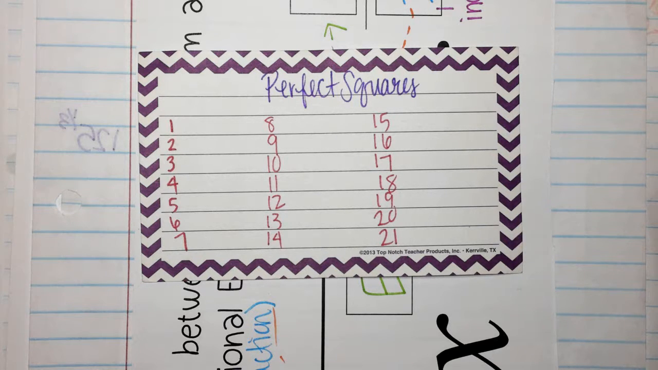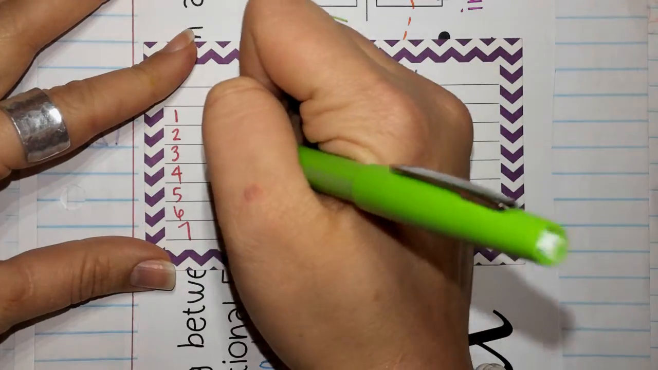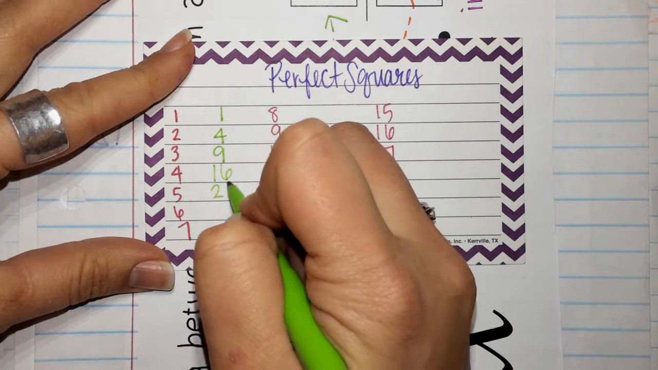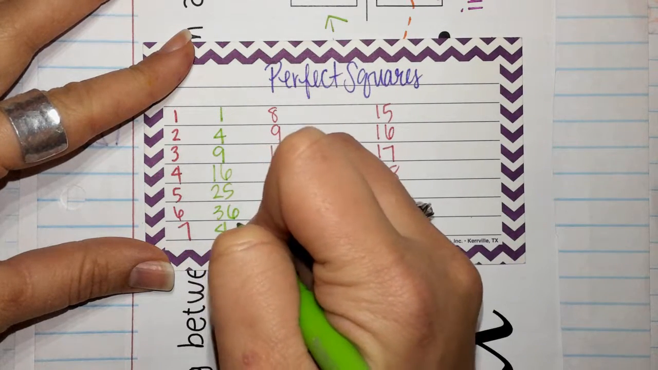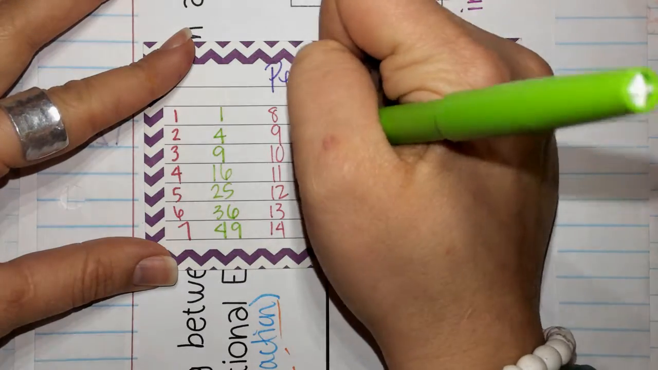So in our next color, what we're going to do is we're going to square those. So I'm going to use green. And the reason that we're doing our perfect squares is because we're going to practice breaking down radicals today. So what's 1 squared? 2 squared? 3 squared? 4 squared? 5 squared? 6 squared? 7 squared? 49. 8 squared? 9 squared?